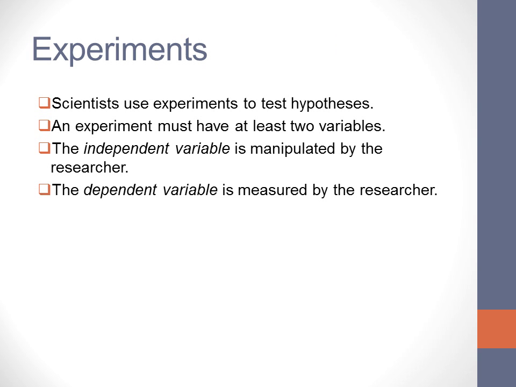Scientists use experiments to test hypotheses. An experiment must have at least two variables. One variable is manipulated by the researcher, and this is the independent variable. It's free to vary independently. The dependent variable, on the other hand, is the thing that's measured by the researcher. It depends on the manipulation. So we have the manipulation causing, and the dependent variable being the effect. That is the thing that's measured by the researcher.